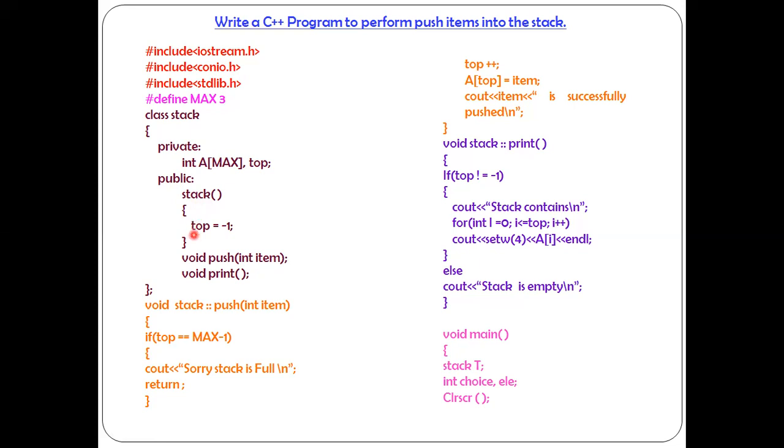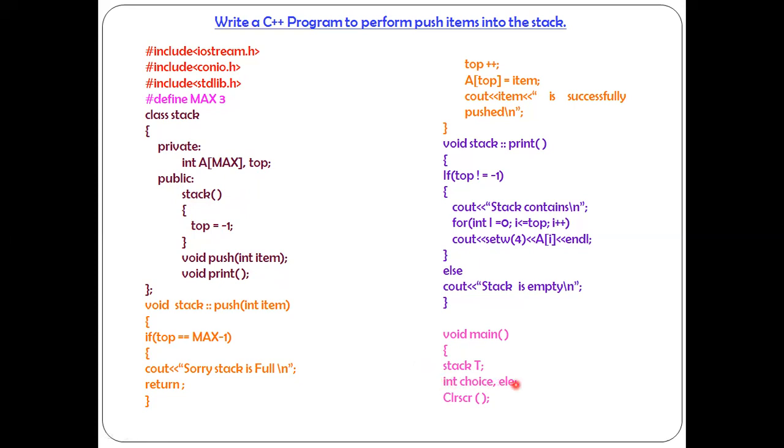Inside this, we are just assigning a value. Top is equal to -1. Top is already declared in the declaration part. In the constructor, it is initialized as -1. After that, it comes back to the void main to execute the rest of the statements which are present in the void main function.